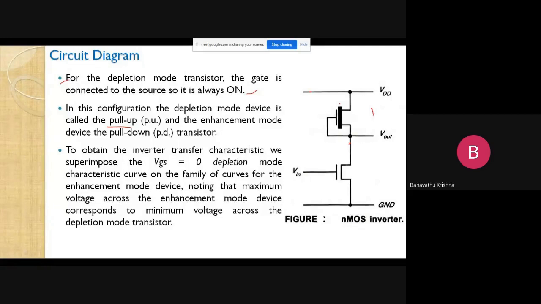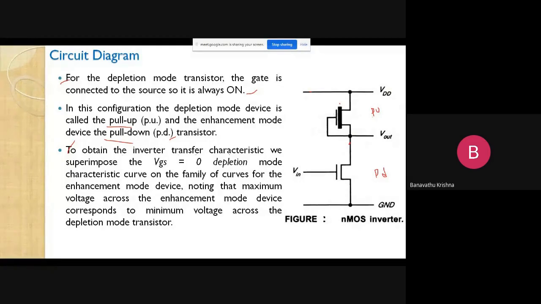So now it is called pull up, PU, and here it is called pull down, PD. Pull up and pull down. The enhancement mode device is called pull down, nothing but PD. So let us observe the point here.